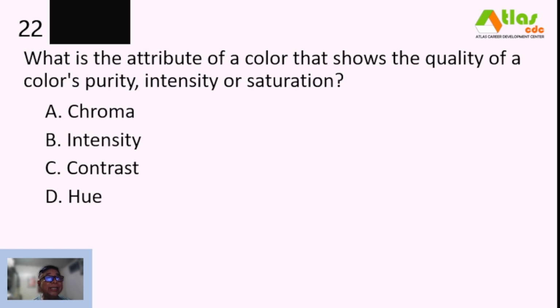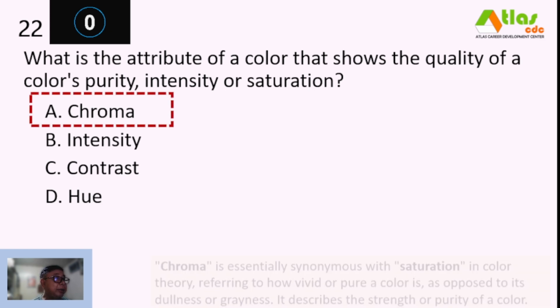Number 22. What is the attribute of a color that shows the quality of a color's purity, intensity, or saturation? A. Chroma. B. Intensity. C. Contrast. And D. Hue. And our correct answer is letter A, chroma.